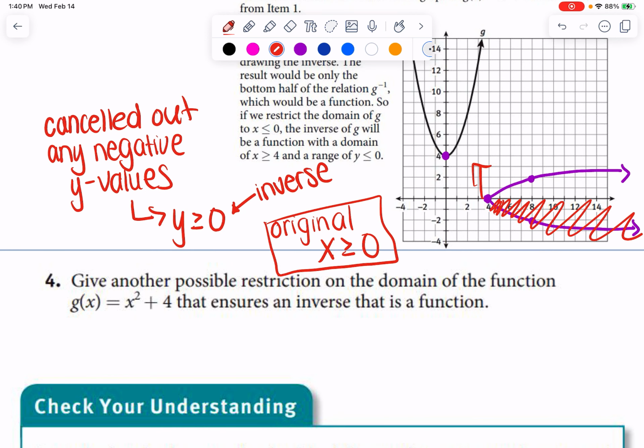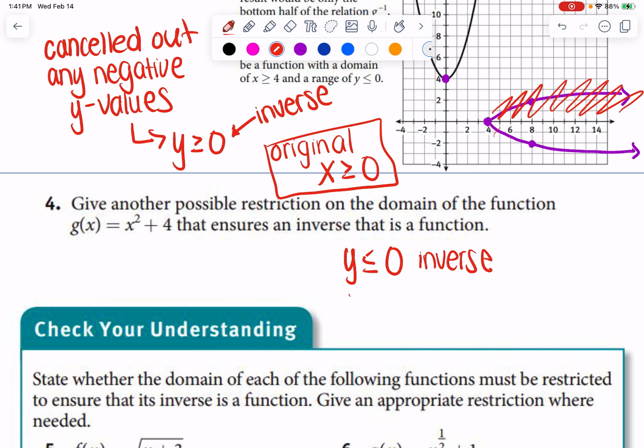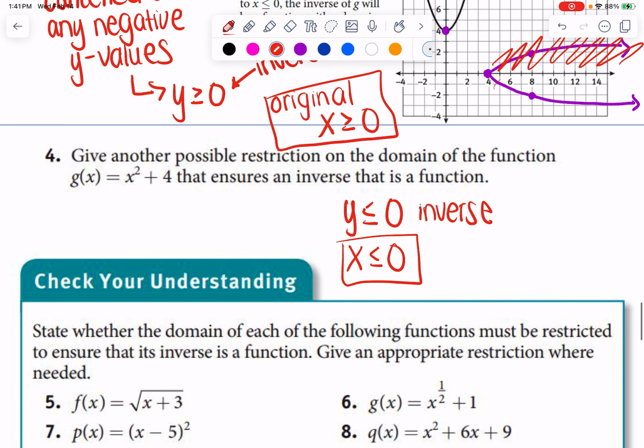Okay. All right, so that's one way. Another possible way is this. Imagine if I canceled out, I'm looking at my inverse, I canceled out this part, which is when y is positive. That means it would have to be when y is less than 0 for the inverse. It's the opposite for the original, so it's when x is less than or equal to 0. This is your restriction, and we'll talk more about this later on.